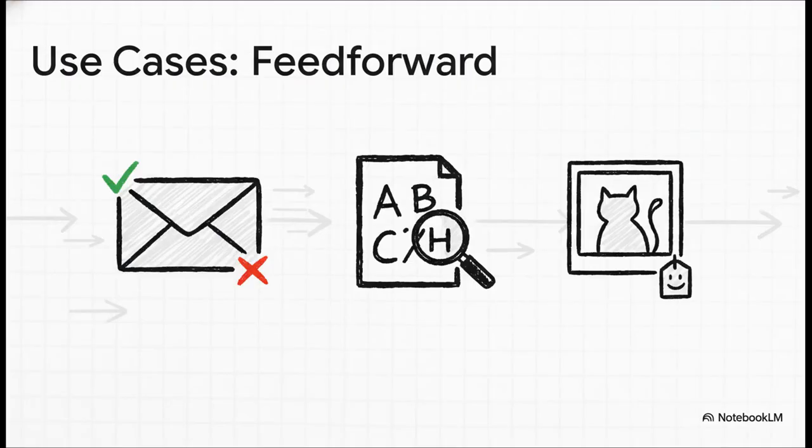So where do you use a good old feed-forward network? Well, think about any problem where the input is a standalone package. There's no before or after to worry about. Like, is this email spam or is it legit? That's a simple yes/no. Can we recognize this handwritten number? That one-way data flow is just perfect for these clear-cut classification jobs.